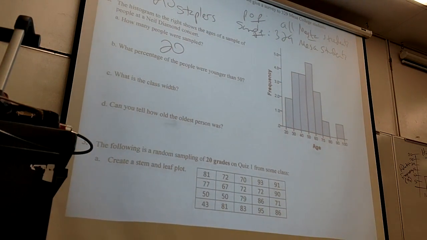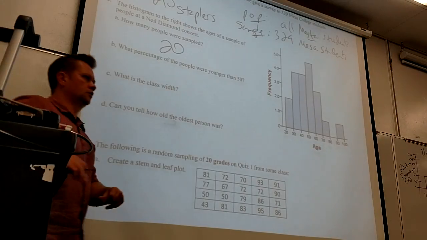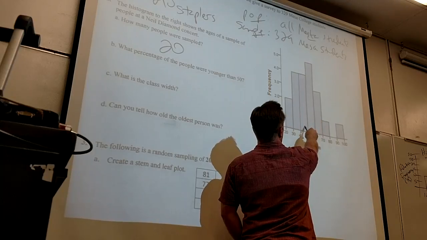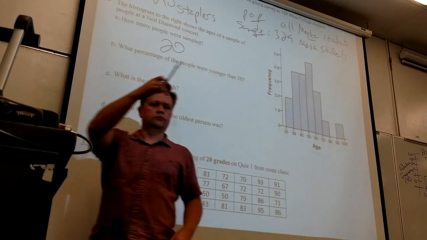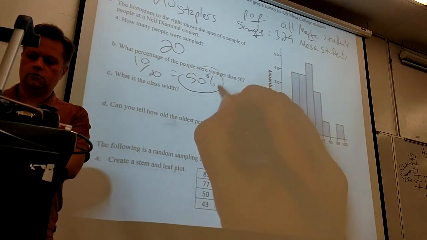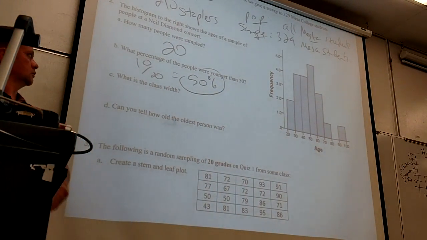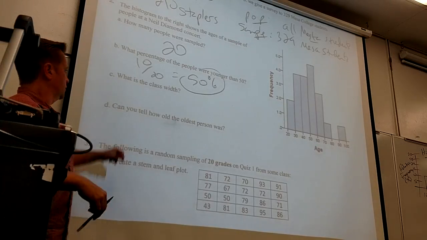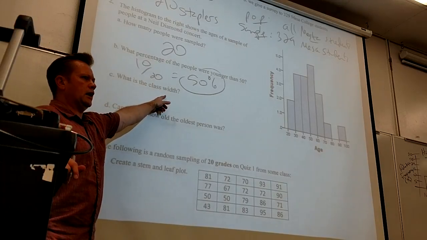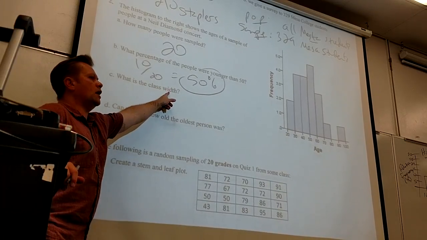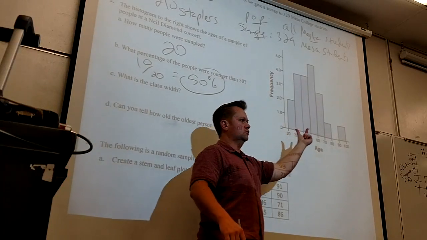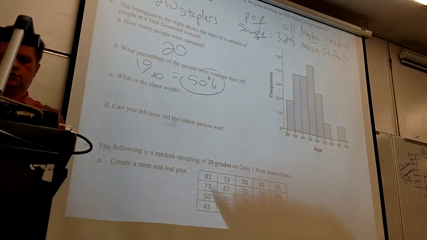What percentage of the people were younger than 50? How many people were younger than 50? 10 out of 20. Cool. So 50%. Now please let this phrase tell you exactly what the class width is: how wide all the classes are. And how wide are the classes? 10. Don't make a big deal out of that. 10.